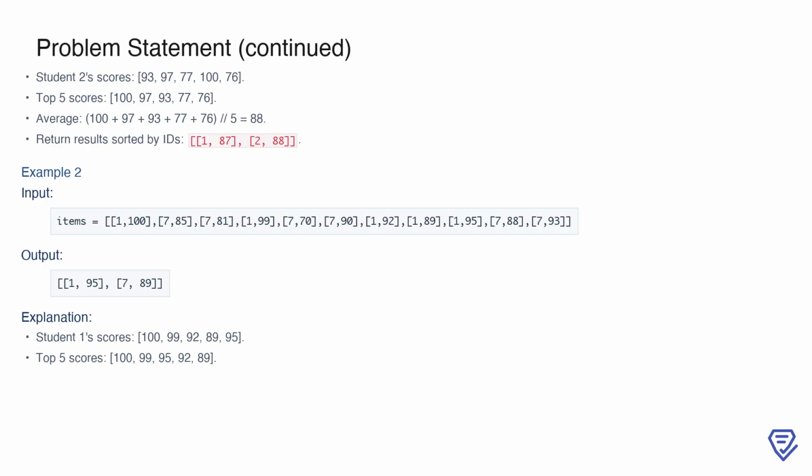For student 7, their scores are 85, 81, 70, 90, 88, 93. From these, the top 5 scores are 93, 90, 88, 85, 81, and the average of these scores is 93 plus 90 plus 88 plus 85 plus 81, //5, which equals 89. Once again, we return the results sorted by the student IDs: [1, 95], [7, 89].